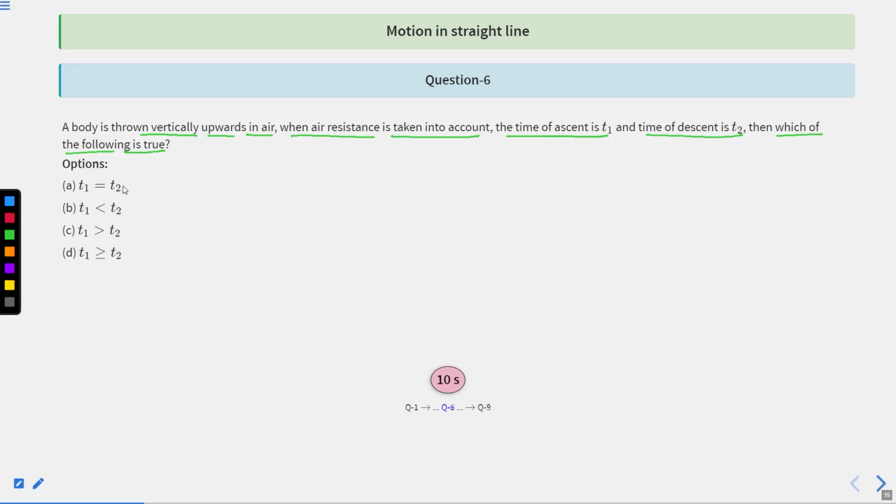The first option is T1 is equal to T2. The second option is T1 is less than T2. The third option is T1 is greater than T2. And option D is T1 greater than or equal to T2. Which one is the correct option? You have 10 seconds to solve this question. After that, we will provide the solution.